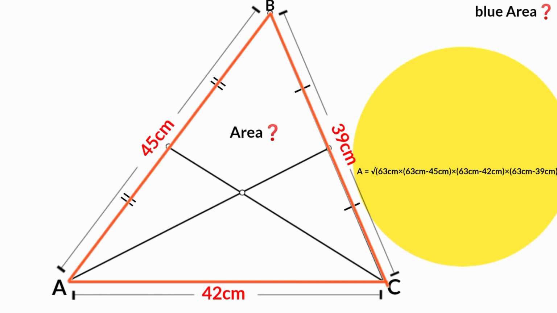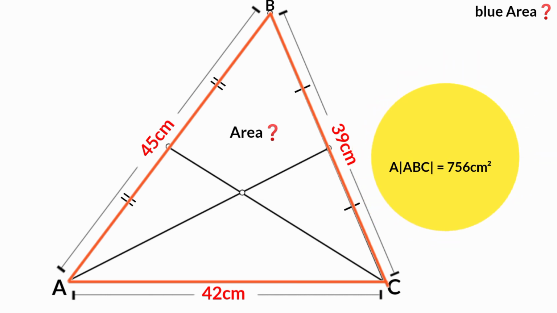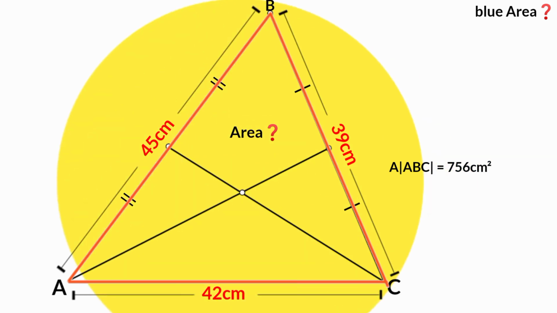63 centimeters minus 45 centimeters is 18 centimeters. 63 minus 42 is 21 centimeters. And 63 minus 39 is 24 centimeters. So area equals the square root of 63 times 18 times 21 times 24, which is 571,536 centimeters to the power 4. The square root of 571,536 centimeters to the power 4 is 756 centimeters squared. So the area of triangle ABC is 756 centimeters squared.